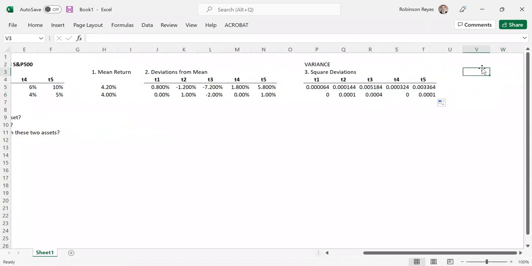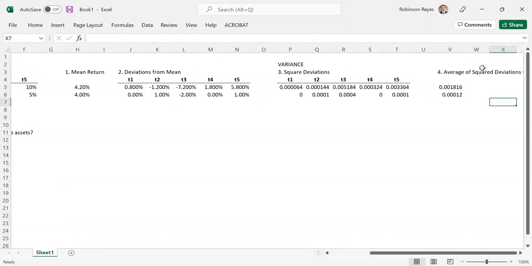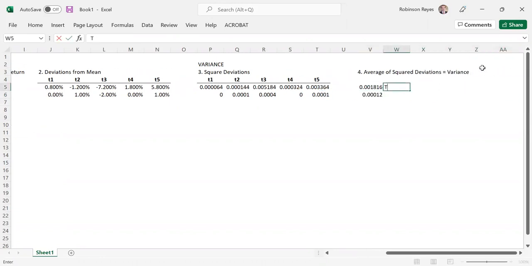Now, the last step that we will follow is simply the average of these squared deviations, or in other words, we should add them and divide them by the number of observations, by 5. But let's call this step average of squared deviations. And that will be equal to the variance. So when we do the average of these squared deviations, what we're getting here is the variance. This is the variance of Pepsi, and this is the variance of S&P 500.